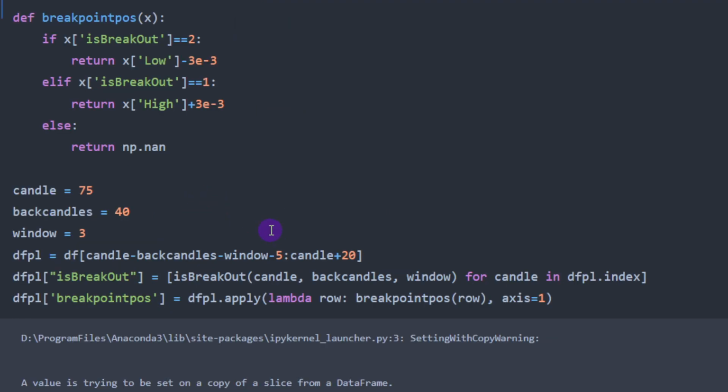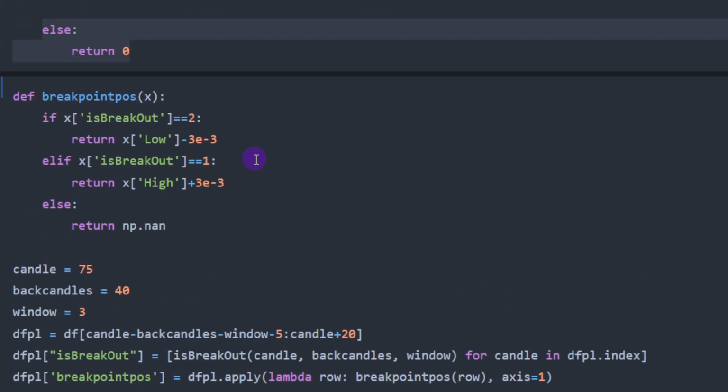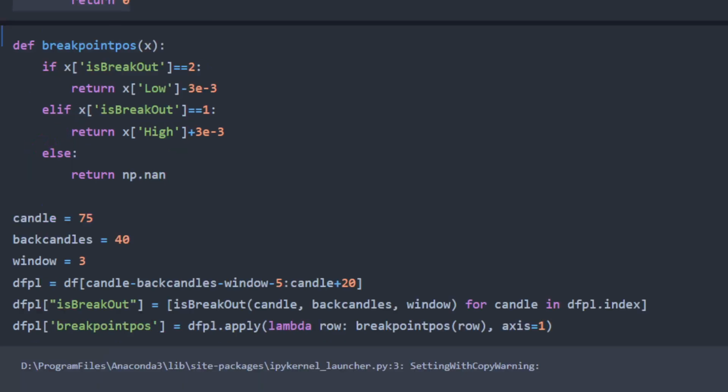We can visualize these breakout points. So I'm defining a new function called breakpoint positions, just as we have used a similar function before for the pivot points. And now we can try our final function. Although I put candles 75, back candles 40, and window 3, we're only taking these 2 parameters, and we're taking a small slice of our data frame.